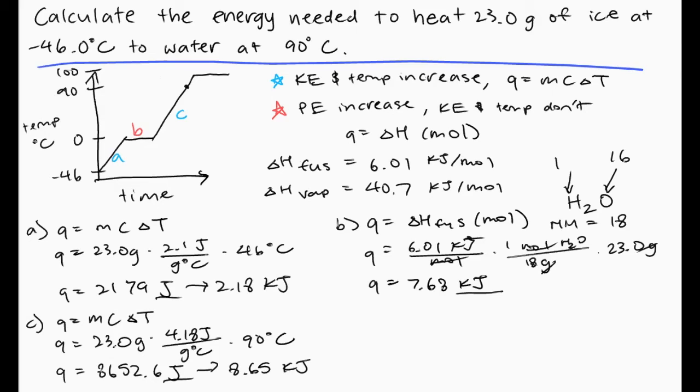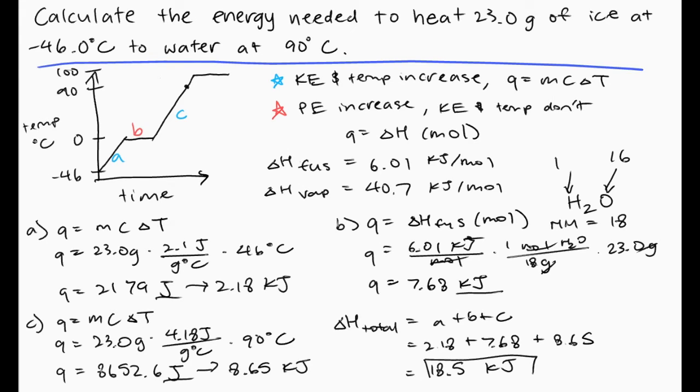And now we can finally find our delta H total by adding parts A, B, and C. So this is 2.18 plus 7.68 plus 8.65. And that gives us 18.5 kilojoules. So this is the answer. So as you can see, it's pretty simple, and it's more tedious than anything having to divide it into so many parts.